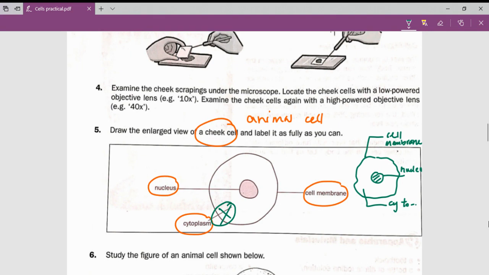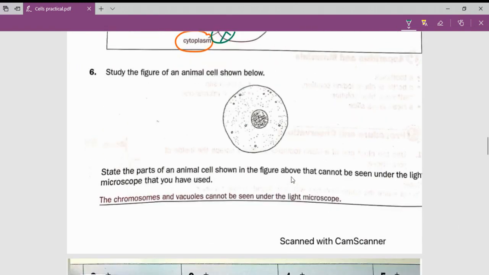It can be this side or this side, and there should not be any shading. It should be a solid line. Okay, so this is your biological drawing. So maybe you just want to amend for this. Okay, done. Okay, let's try. State the parts of the animal cell shown in the figure above.